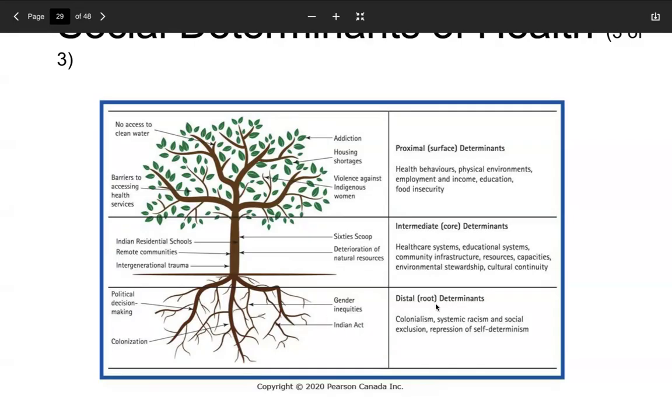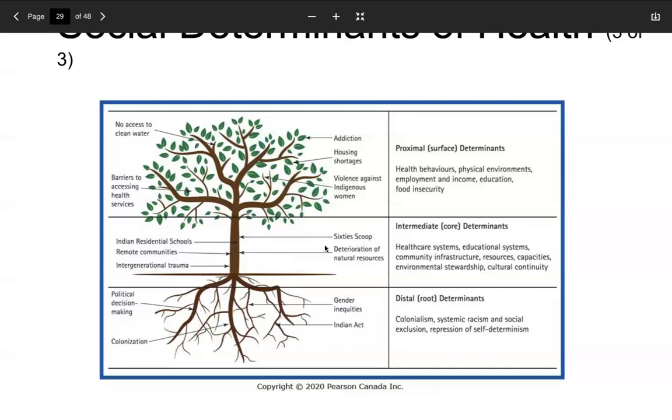So here we have what we call the distal or the root determinants. As we're looking at the tree, these are the things that we don't usually see, right? Because the roots of the tree are hidden. They're there, but we don't see them. So we often tend to forget about them, right? These are the historical and the political forces that shape everything that's going on above here. These roots represent the long-standing trauma and the oppression that's been caused by colonization, right? It's not always visible, but they fuel everything that's happening above here.